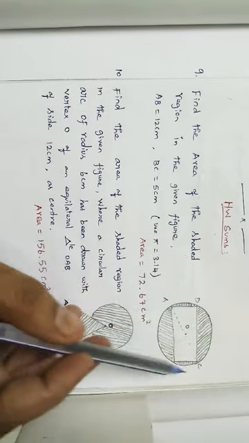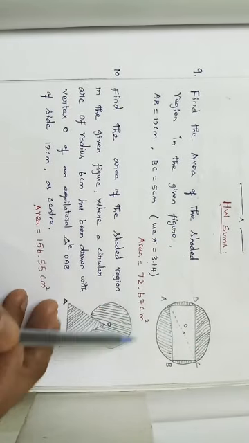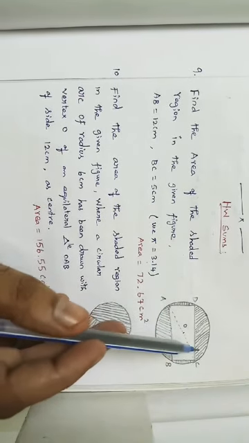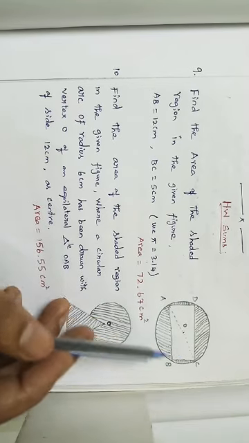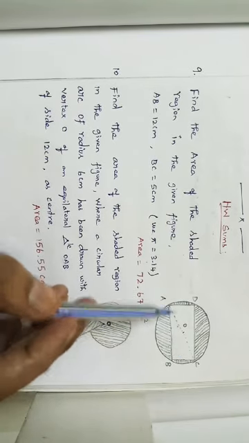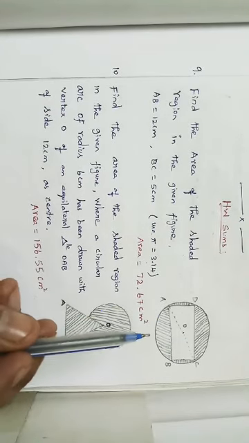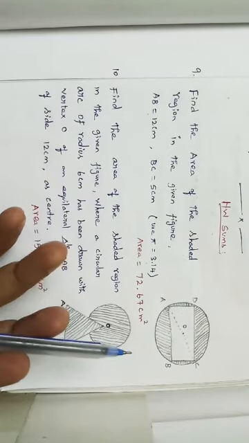So the area of the shaded region. What shapes are we having? Circle and rectangle. So how are we going to find it? Area of a circle minus area of a rectangle. For finding the area of the circle, radius is needed, but we don't know the radius. So we want to find the radius. How are we going to find the radius?